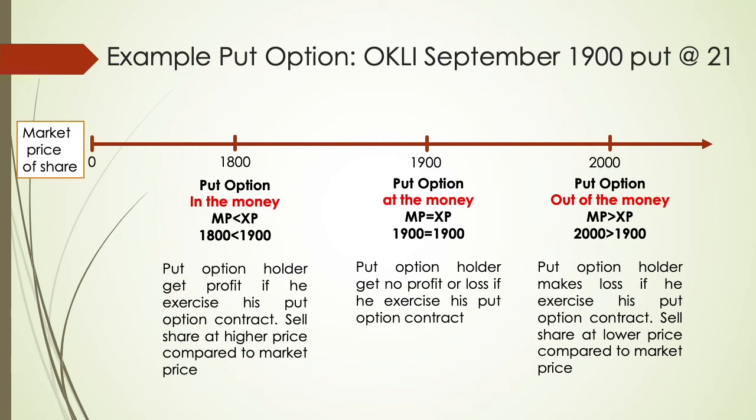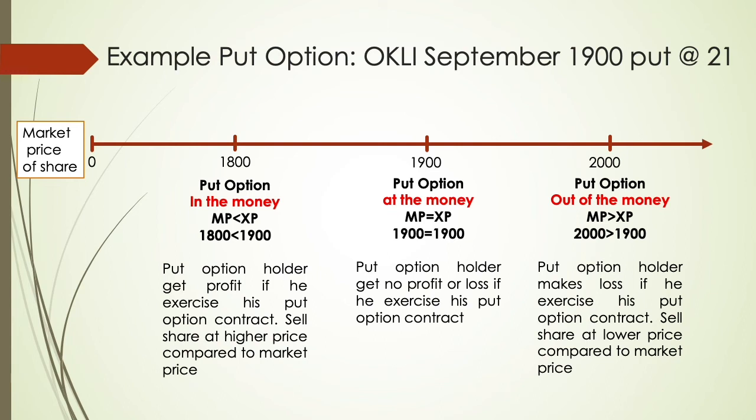Okay, so we have three market prices of share in this example. The first one, let's say we assume today the market price of share is at 1,800. So 1,800 for a put option with exercise price 1,900 is considered an in the money contract. Why in the money? Because market price is less than exercise price. So that means the put option holder gets profit if he exercises his put option contract.